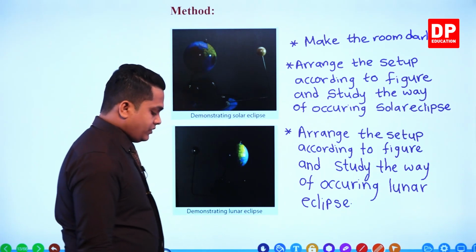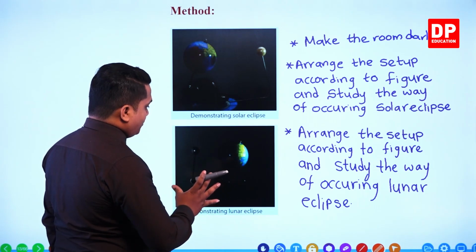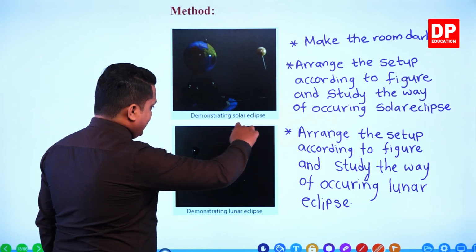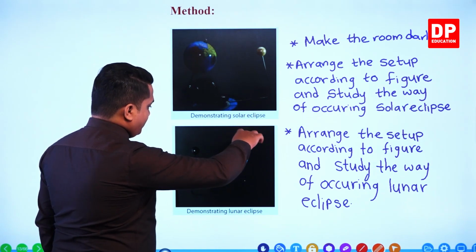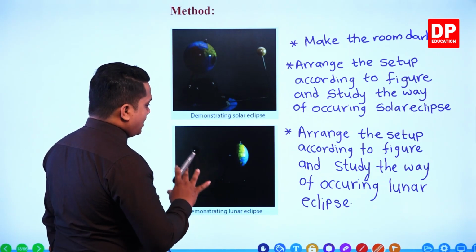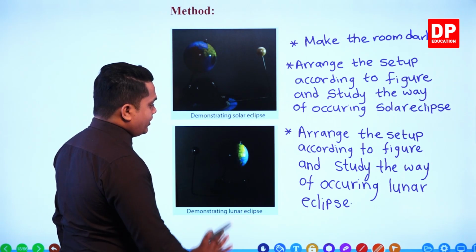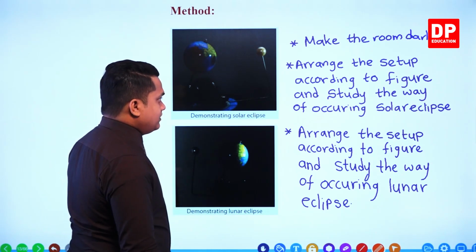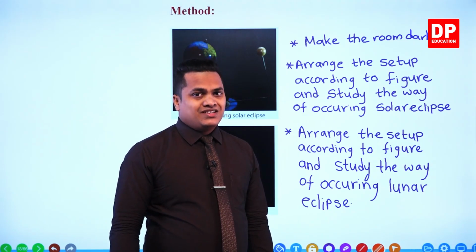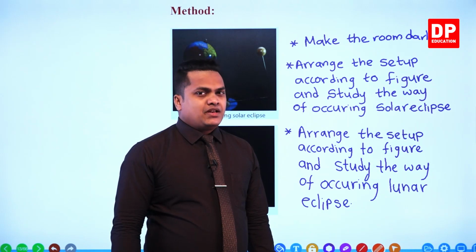So now in the second case, my dear children, you have to interchange the two positions, right? So here you have to rotate and take the moon to this kind of a place, right? Then you have to observe how the lunar eclipse is going to occur according to the figure over here, right? So this is the way of doing our experiment, right? It's very simple, my dear children.